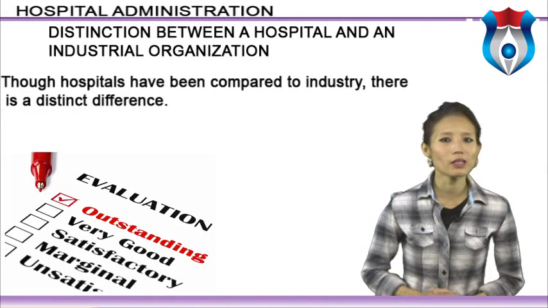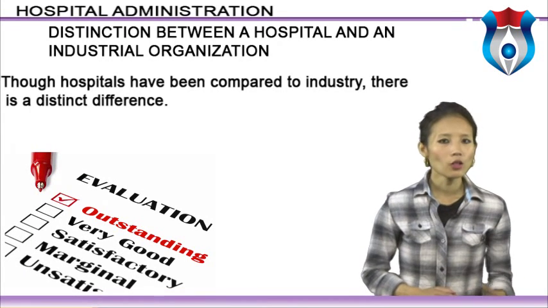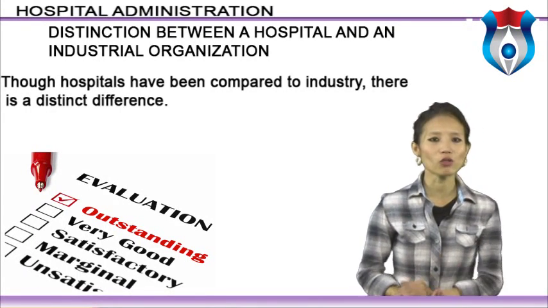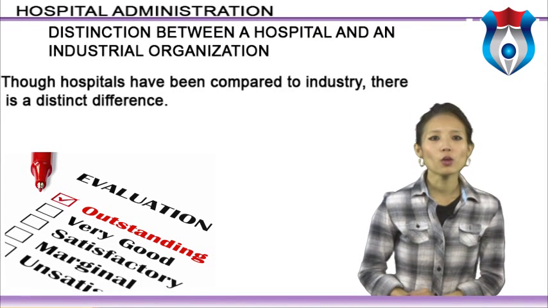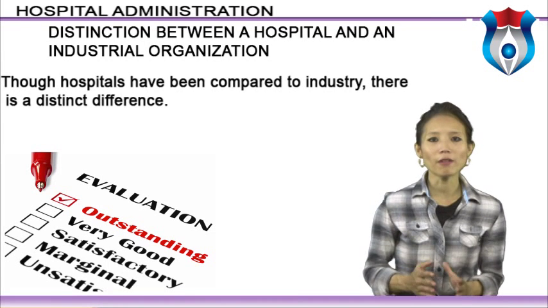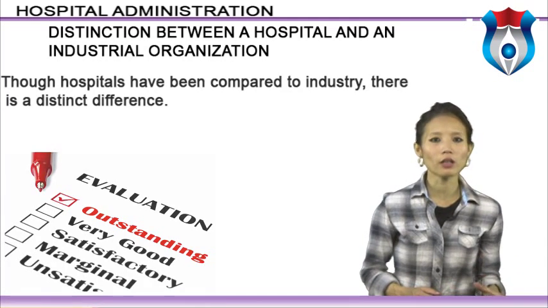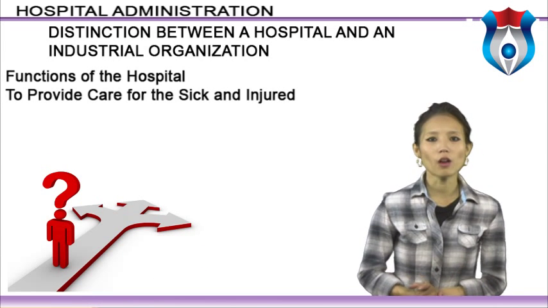Let's discuss the distinction between a hospital and an industrial organization. Though hospitals have been compared to industry, there is a distinct difference. The product of a hospital is service to people provided by its personnel with a variety of skills. The nature of the demand for hospital services is also distinctive to the hospital, as admission to a hospital for services is rarely voluntary.